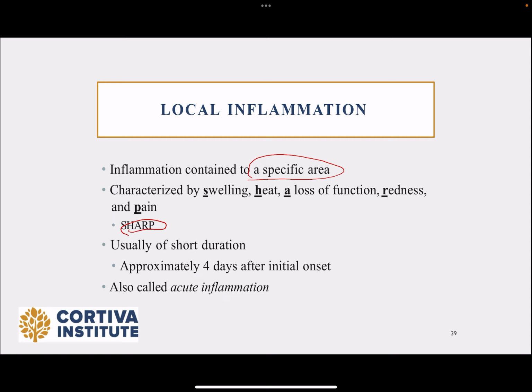And it's not going to last a whole lifetime. No, this can last approximately 4 days after the initial onset. And this is also known as acute inflammation, right? So for acute, I like to think of a cute baby, right? A cute little baby is sleeping, and cute little baby is only 4 days old, right?